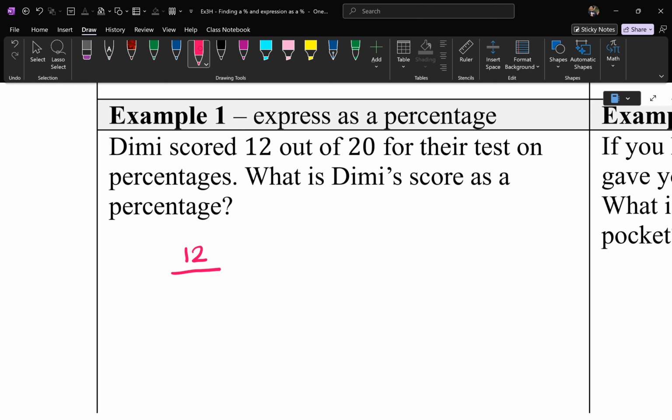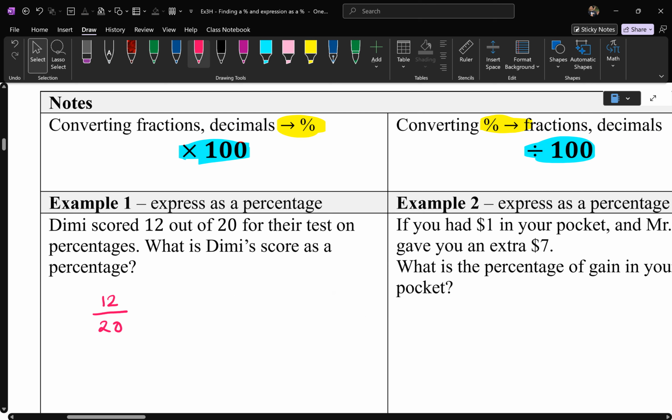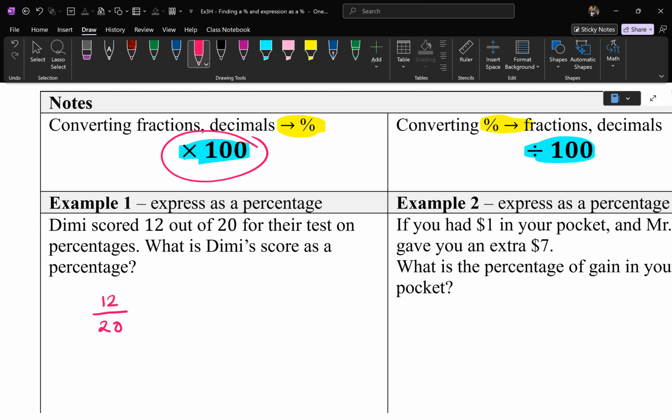12 out of 20 can be written as a fraction. 12 out of 20 kind of means like 12 per 20. So for every 20 questions, you got 12 right. Yeah? So 12 out of 20, that's a fraction. Now, if you want to know what the percentage is, based on what we've just got in our notes, converting fractions or decimals to percentage, all you have to do is multiply by 100.